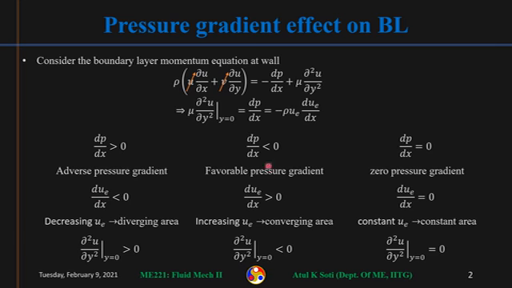Okay, and then in the favorable pressure gradient region, dp by dx is negative, so this will be also negative. Del 2u by del y2 at wall will be negative. And last thing, if dp by dx is 0, then du by dx is 0, and this thing also is 0. And we have seen this. This is the case of flow over a flat plate.